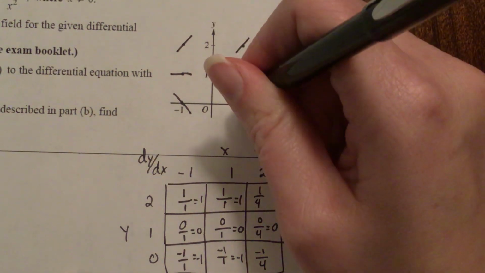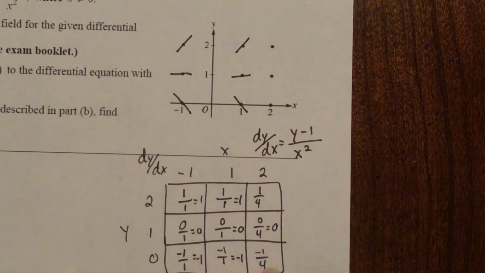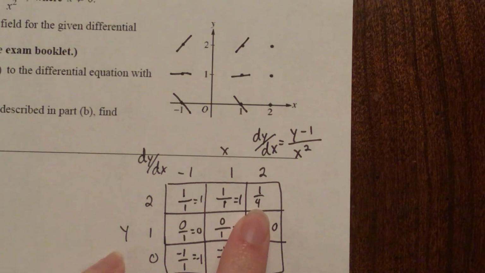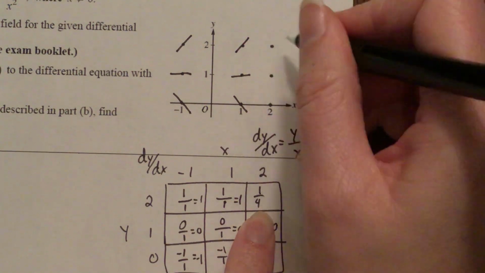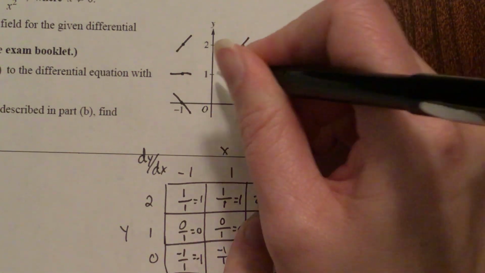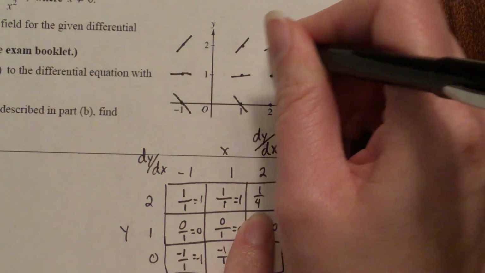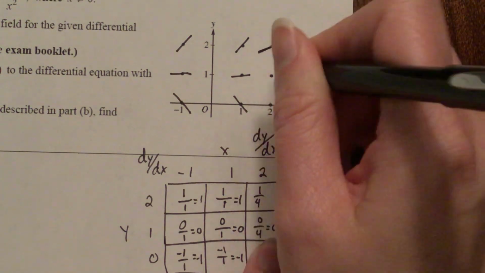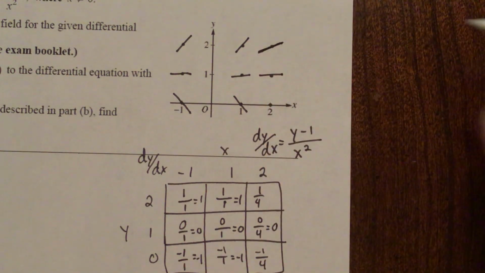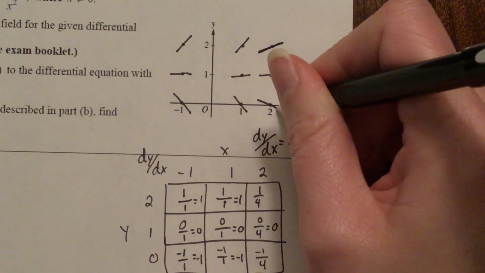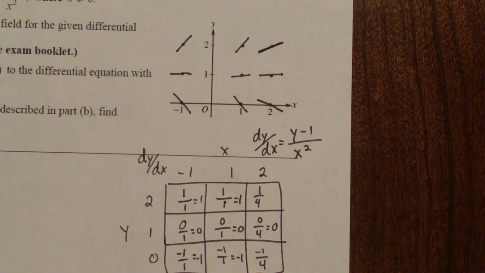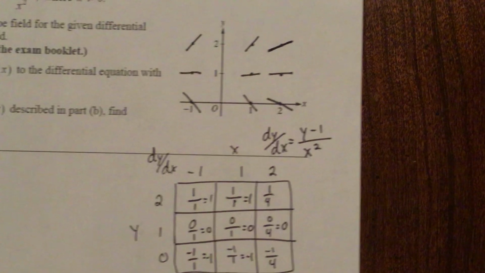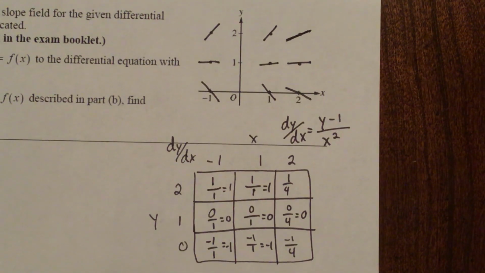1, 0, negative 1. And last column, 1/4. 1/4 is positive, but it is not as steep as 1. It should be like barely more than 0. And then 0, and then negative 1/4 should be like a mirror image of that guy. Sweet. We've done part A. That's the graph. It's called the slope field.